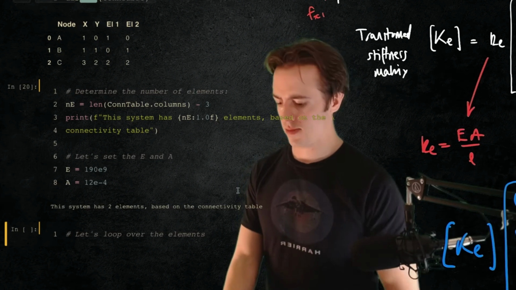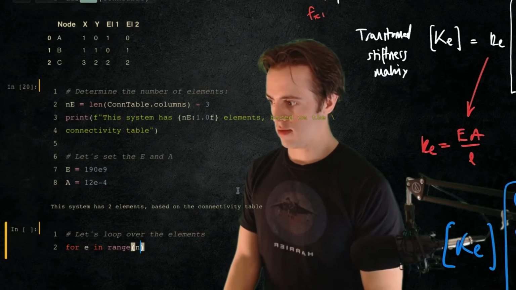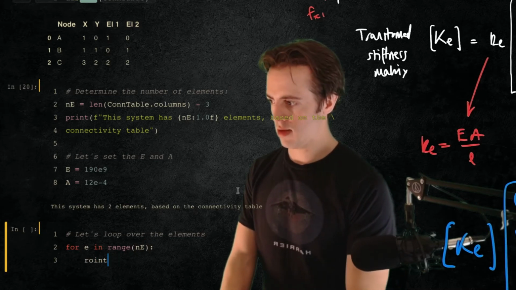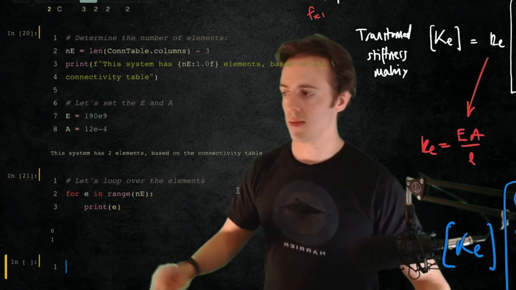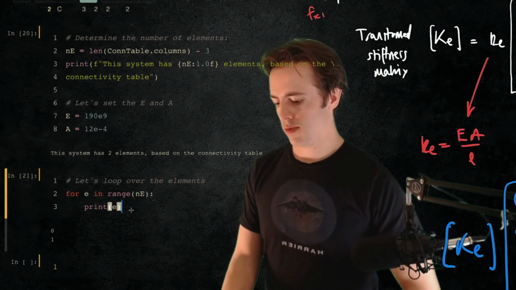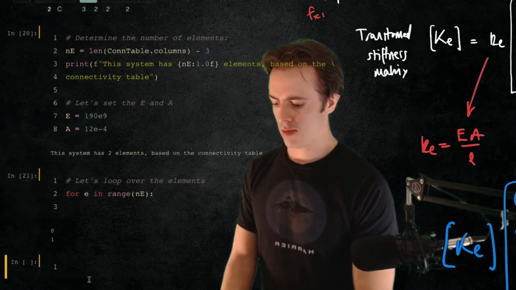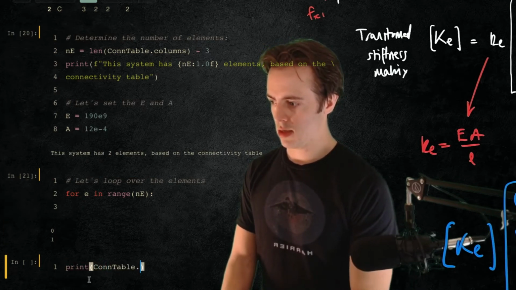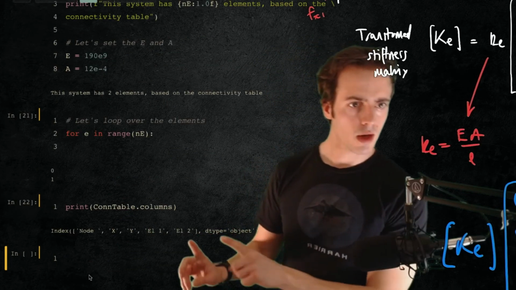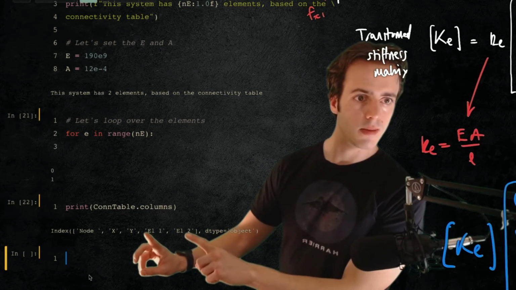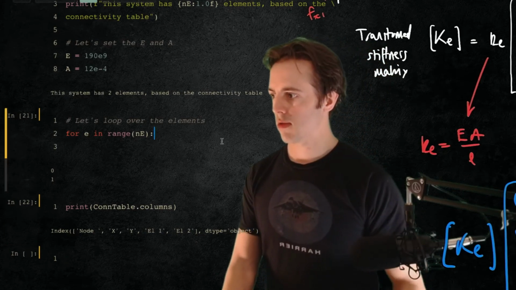So let's loop over the elements. For E in range any. Let's just remind you guys how this syntax works. So I'm going for 0 and 1. I now want to be able to extract the columns from the table. So let's just print out the table of columns. These columns are called L1 and L2. So I need to be able to say the first time round, go through element 1, the second time round, go through element 2.